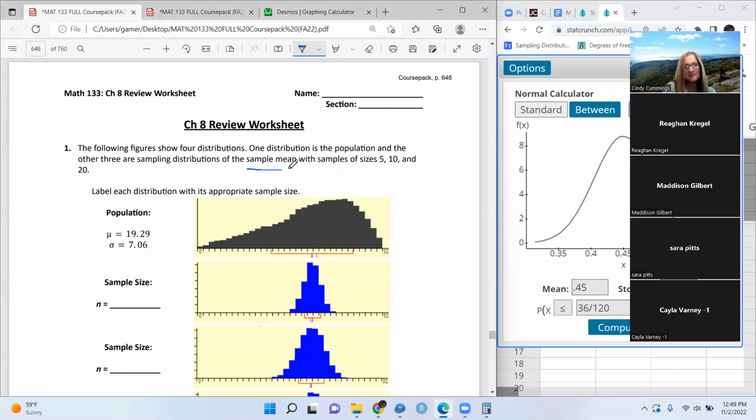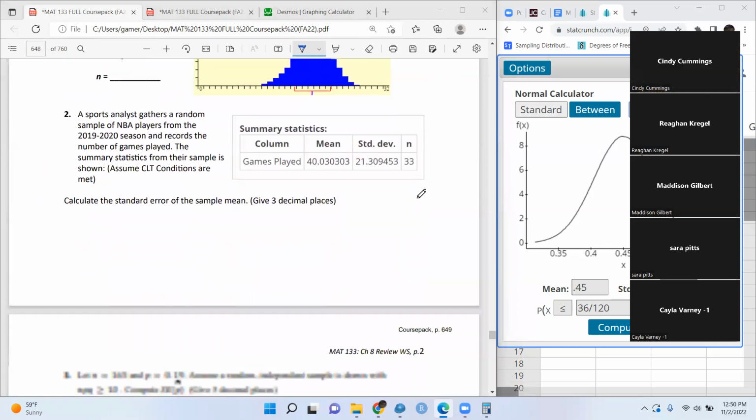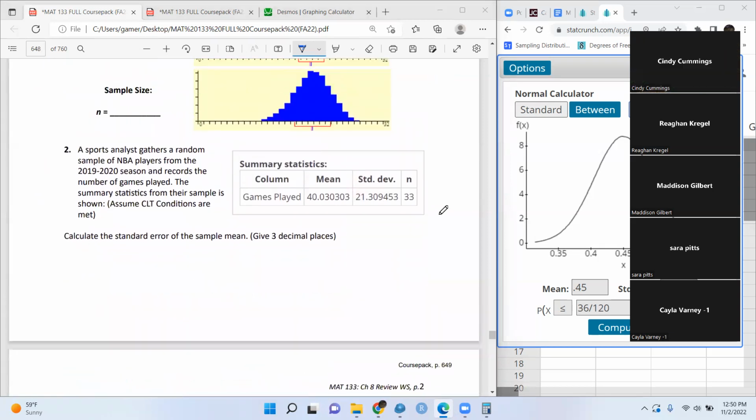So I'm going to circle a word. Mean, yeah. Okay. No worries. This is what we're practicing. We're getting to be comfortable with that. Okay, it's a mean. So it's a thing from 8.1. Okay. Number 2, are we working with a mean or a proportion?